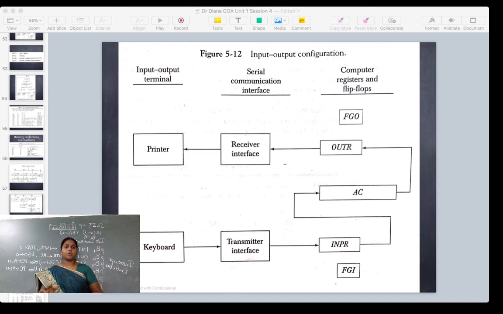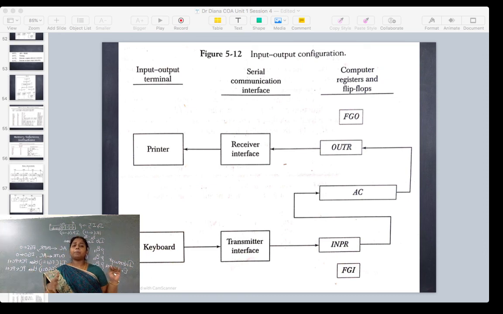It is initially 1. When I give some data to be sent to the output device, I put it in the output register, and then the output flag is set to 0. When the output flag is 0, the output register is trying to send that data into the output unit. The output unit is a very slow unit and it receives the data bit by bit. Until it completes receiving that data, the output flag, or the FGO bit, is 0.